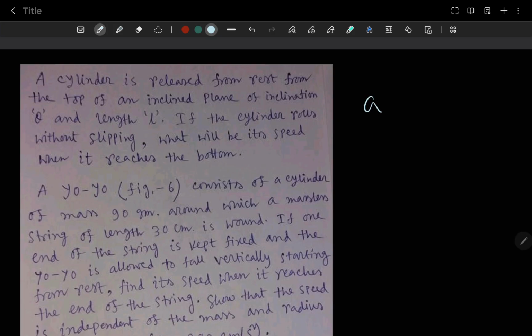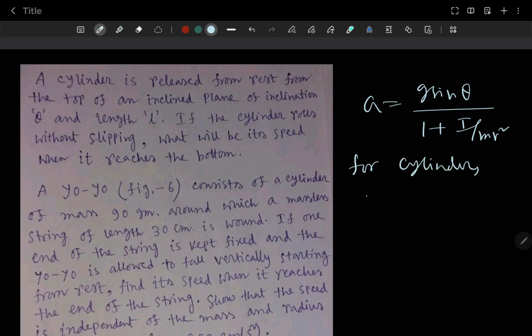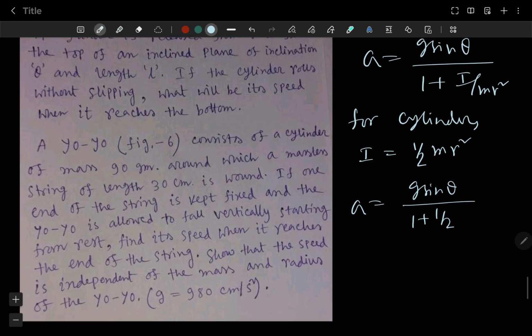We already know a is g sine theta divided by (1 plus I by m r square). Now for cylinder, I is half m r square, so a will be g sine theta by (1 plus half), so it is 3 by 2, so it will be 2 by 3 g sine theta.